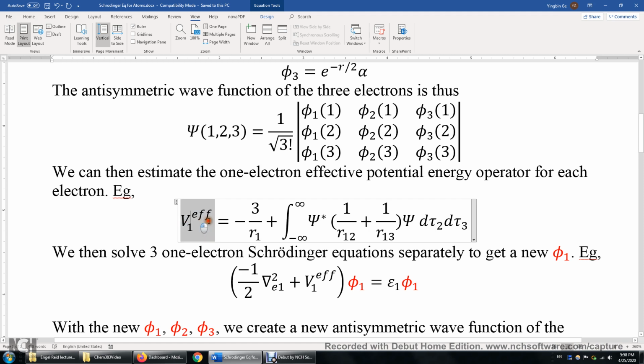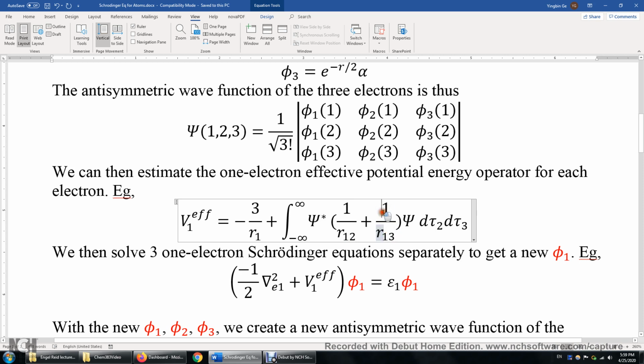First, this is potential energy. Therefore, we have attraction here. This is the attraction electron 1 feels. And this 3 is the number of charges in the nucleus. And this is attraction, thus negative. And then over here, electron 1 is repelled by electron 2. So this is the repulsion operator. Electron 1 is repelled by electron 3. This is the repulsion operator.